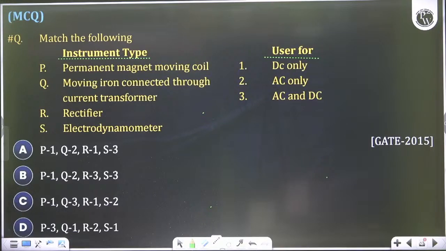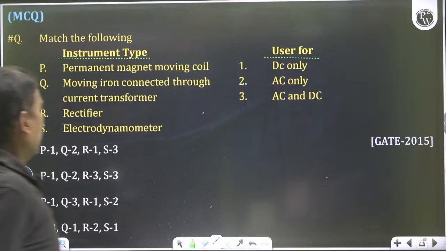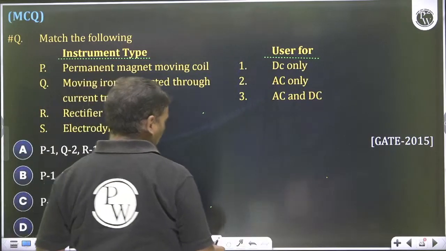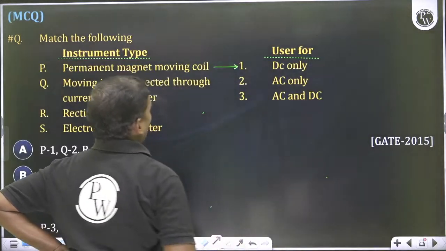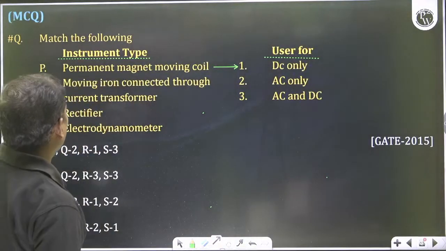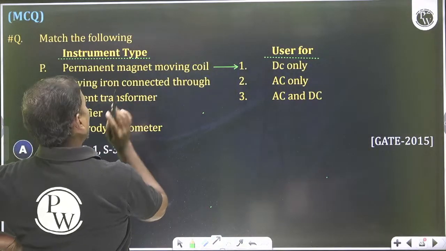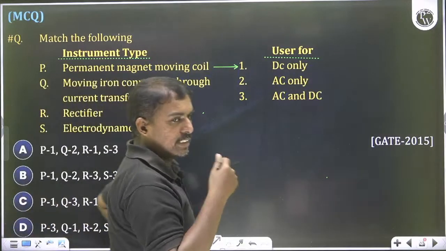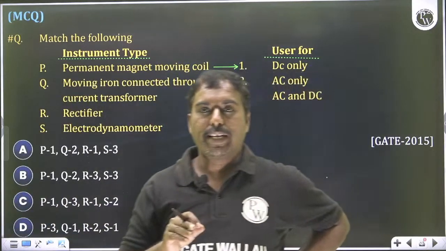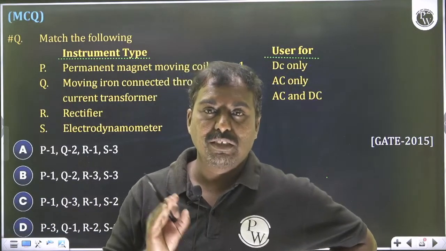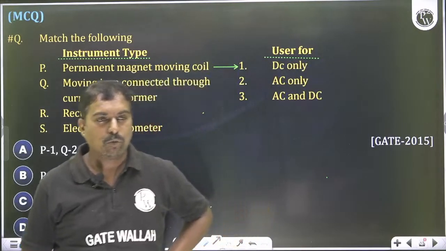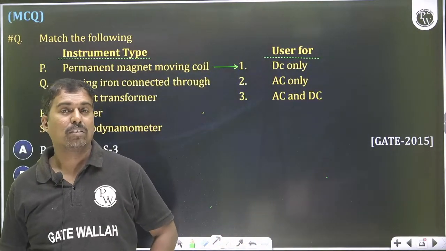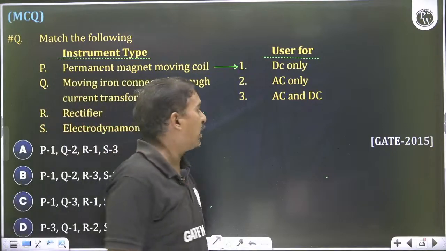Answer for this question. Nobody is telling. If anybody is in the live, you can answer. So we know very well PMMC is suitable for DC. And moving iron actually is suitable for both AC and DC. Alone moving iron is suitable for both AC and DC, but this time the moving iron is connected to current transformer. If the moving iron is connected to current transformer, then there is no question of DC.